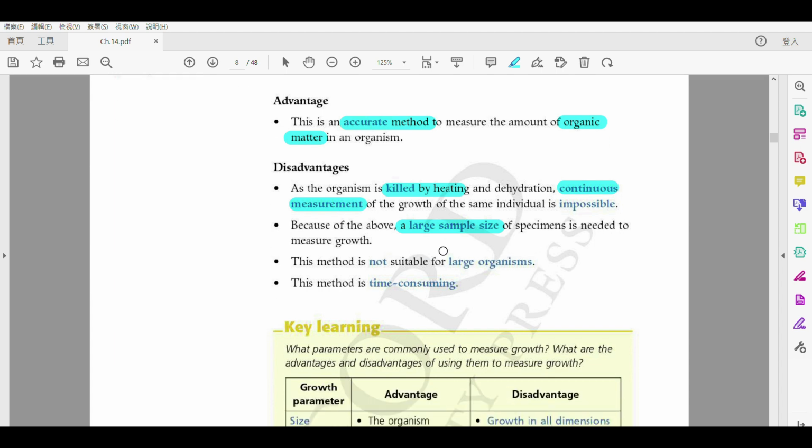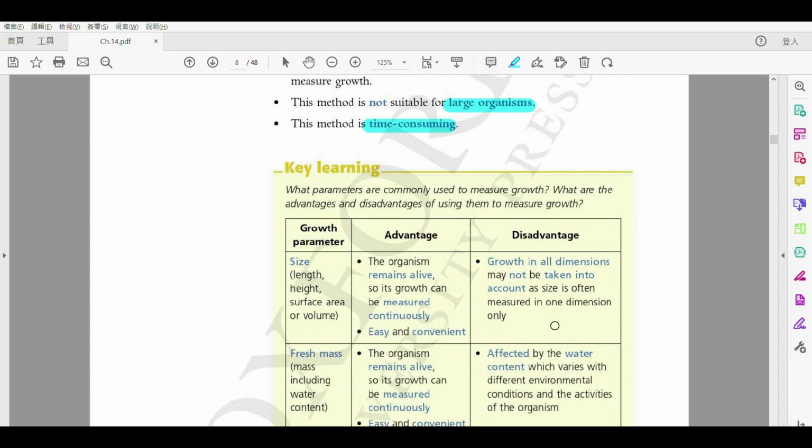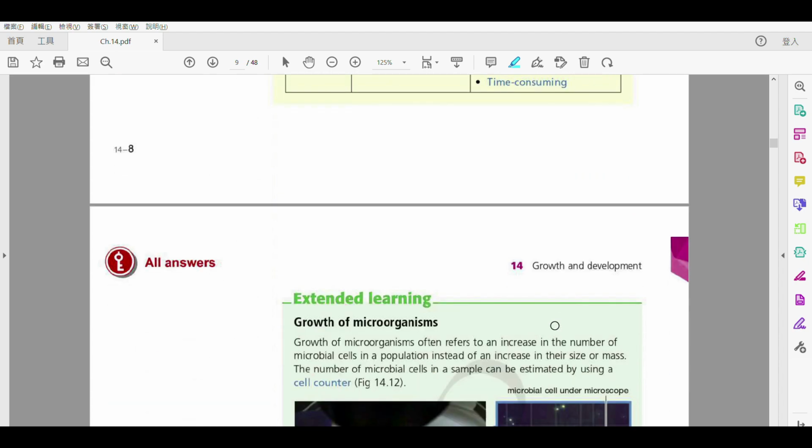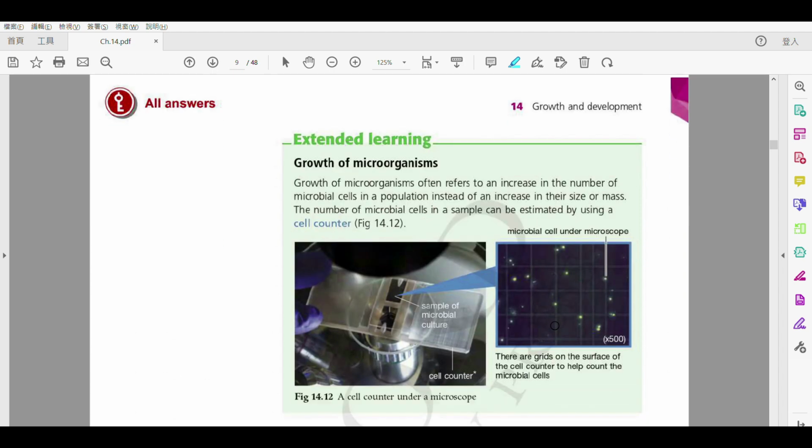And last but not least, as you may know, when you look at the procedures, they are very complicated, tedious, alright? So it's not okay for large organisms, or it would take forever to get the dry mass of 1 large organism. And it is also a very time-consuming, 好耗時嘅一個 method 啦. Alright? So that's all about the different parameters. So we are talking about the 3 parameters: the size, the fresh mass, and dry mass.